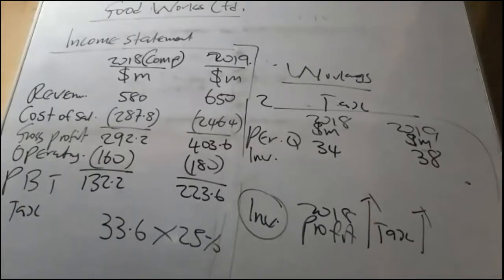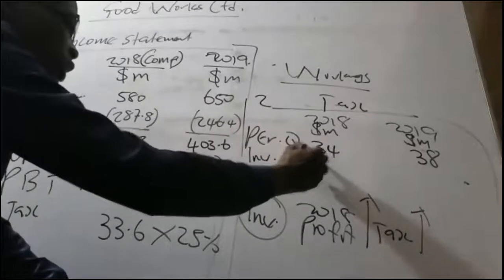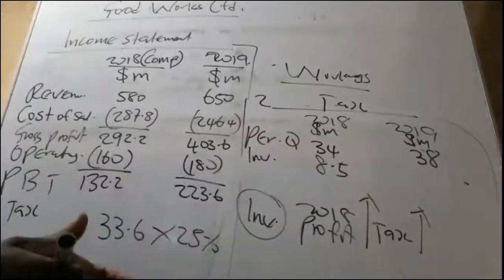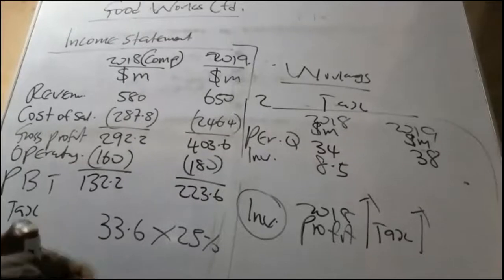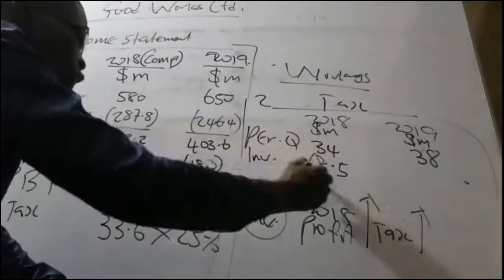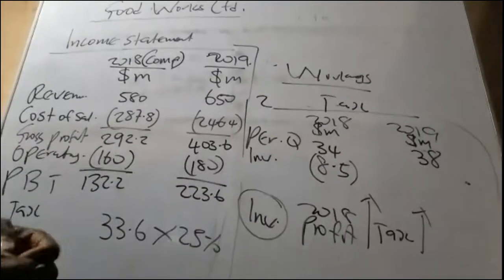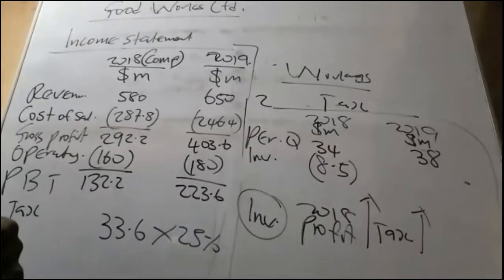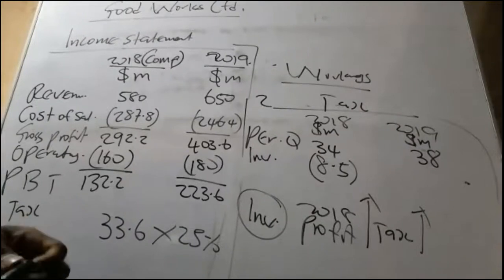That is all. So let's see. 34 million times 0.25, that's the 25%. That's 8.5. So the tax will be 8.5. That means the tax has gone up by 8.5 in 2018. So what do you do? Let's subtract. That's the implication. Let us subtract.